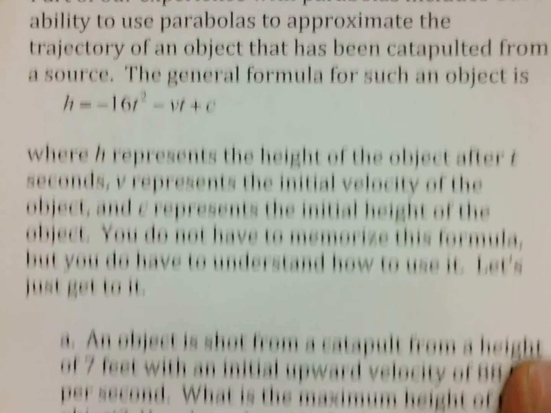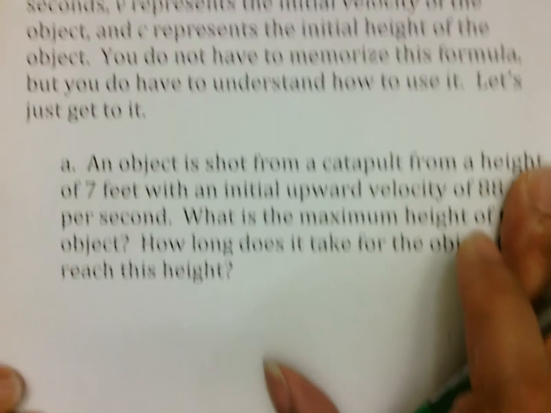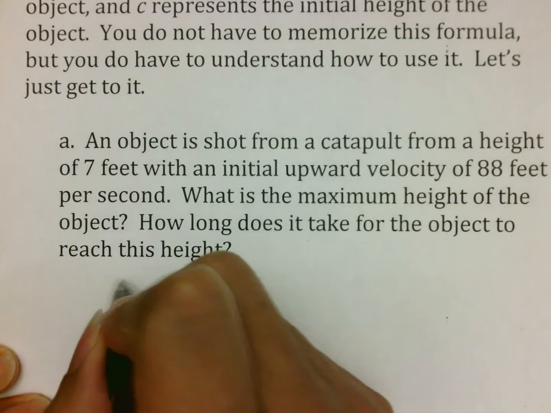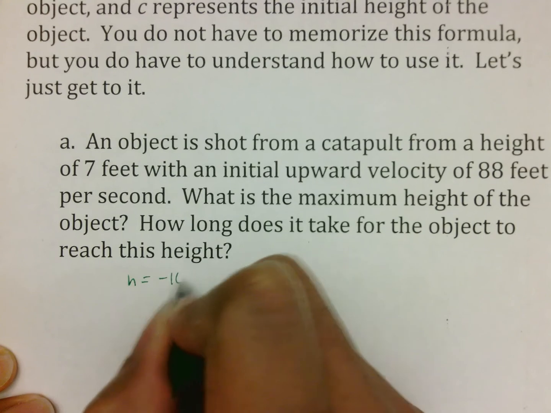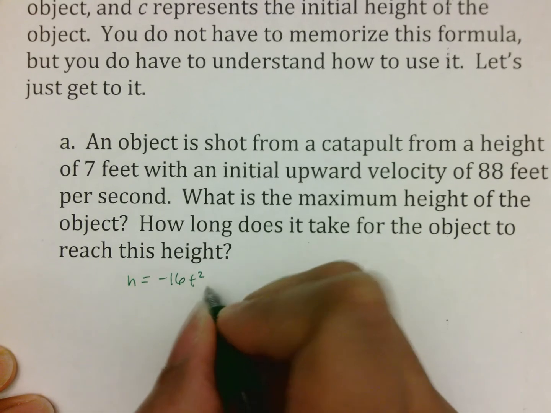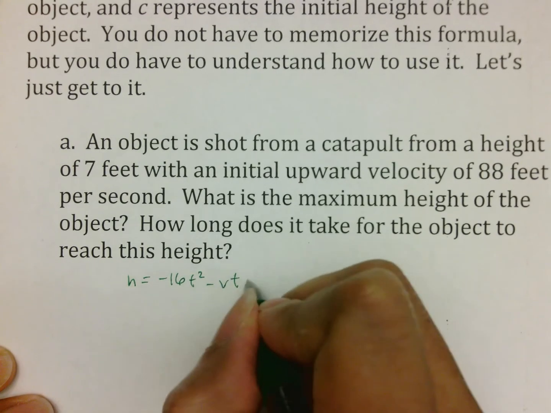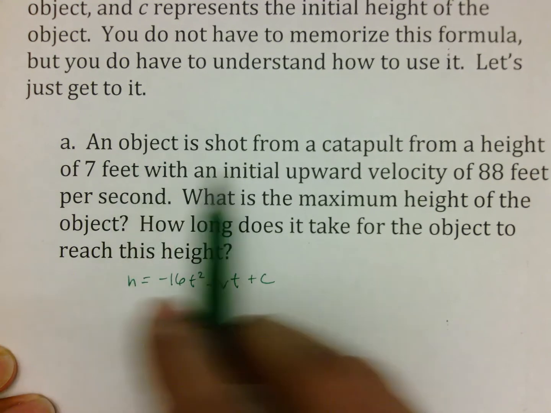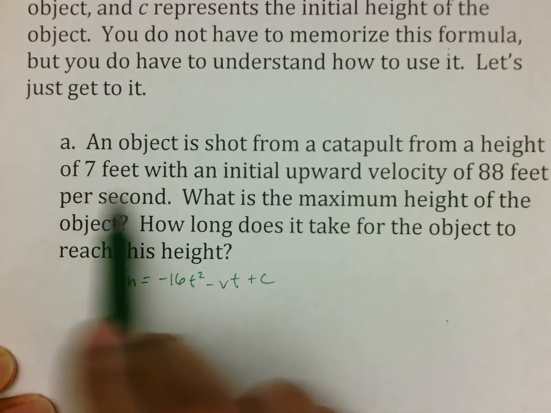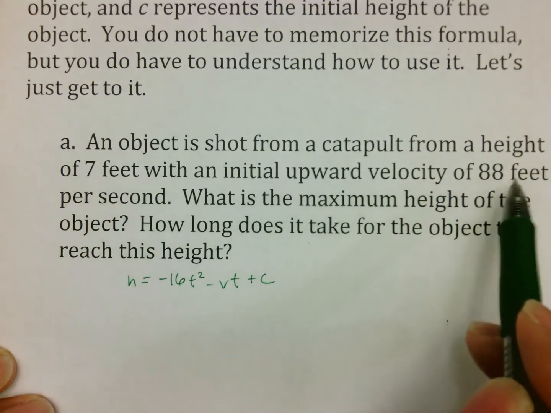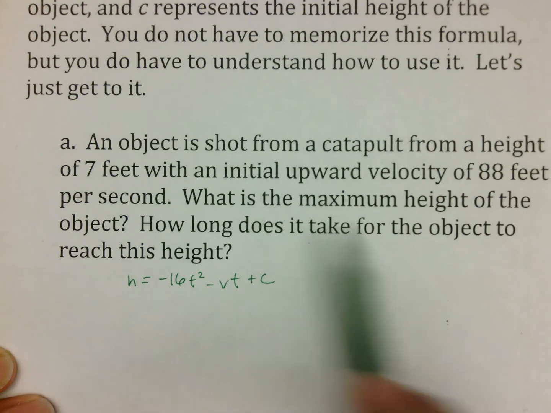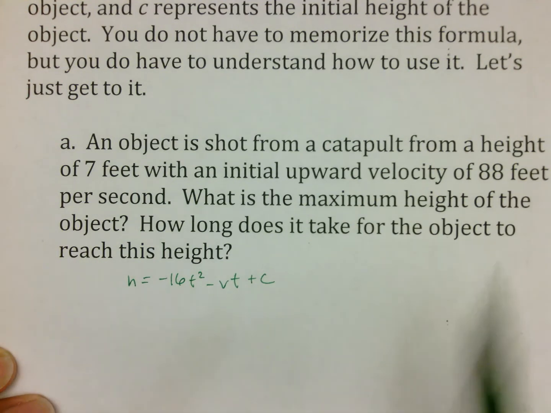So let's just go ahead and get to it and see what we're talking about here. The formula again is h equals negative 16t squared plus vt plus c. It says an object is shot from a catapult from 7 feet above with an initial upward velocity of 88 feet per second. What is the maximum height of the object? How long does it take for it to get there?